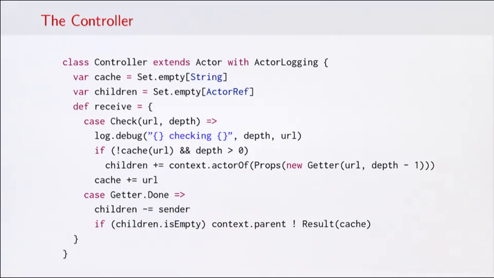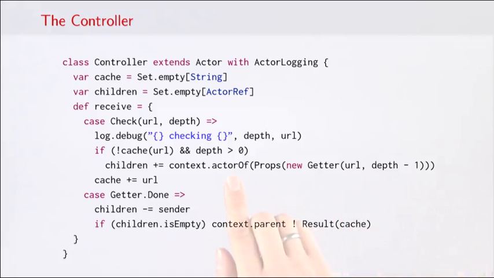The result needs to be collected somewhere, and this is the cache here, which is a set of strings, and the strings will be the links which were visited. Whenever a check request arrives, we log it at debug level to see the progress. Then, if the cache already contains the URL, we don't need to do anything about it. Or if the maximum depth is 0, we don't need to do anything about it. But otherwise, we need to create a new getter, tell it about the URL to fetch, and decrease the depth by 1.